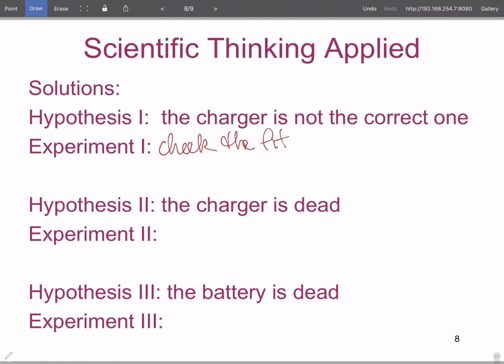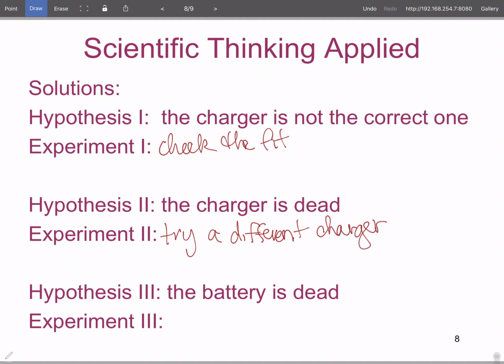Okay, hypothesis 2, the charger is dead. Okay, and this is easy. Try a different charger. And I've got a couple chargers that have died on me. The cords, and I'm thinking, I paid good money for that. But they do die for whatever reason. And so if you try a different charger, that would be the experiment. And if it works, then your hypothesis is proved. Throw away the charger. If it's not, you move on to another one.